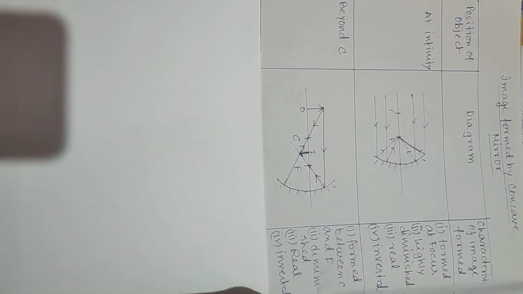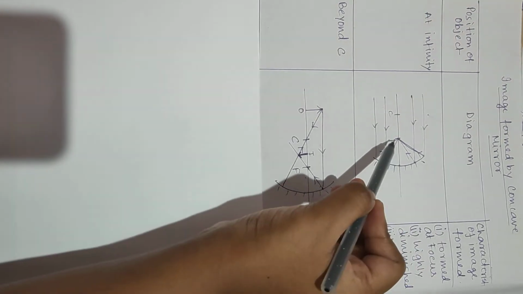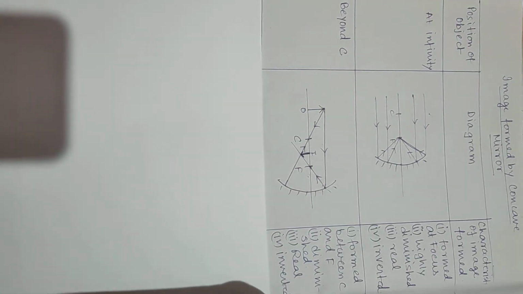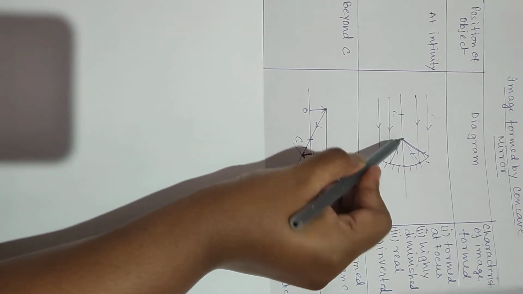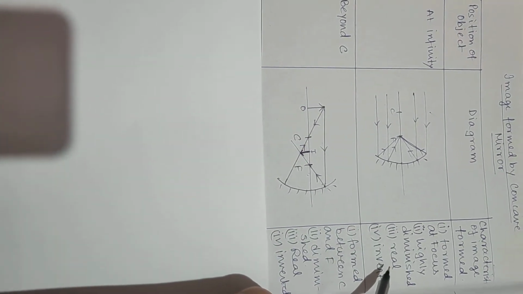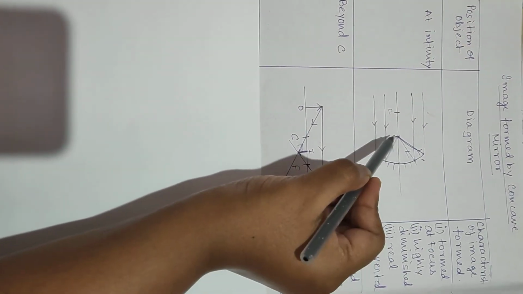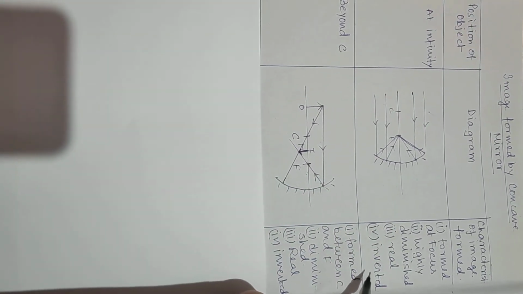What is the characteristics of the image? So from the figure we can see that the image is formed at focus, obviously. Next, it is highly diminished. It is diminished to a point object. Next, the image is real. Why it is real? Because it is formed in front of the mirror and the image is inverted.